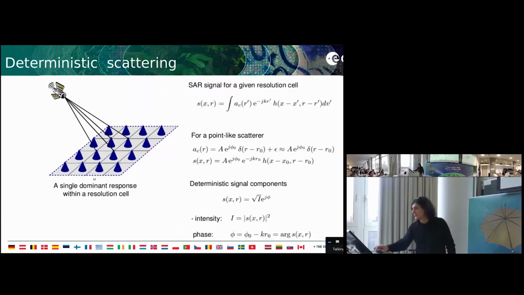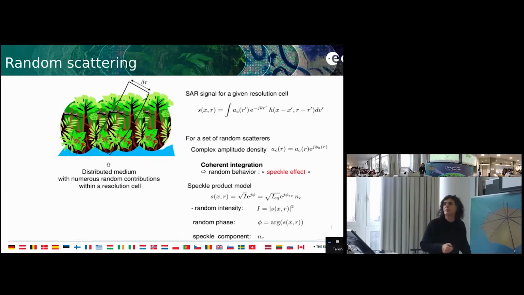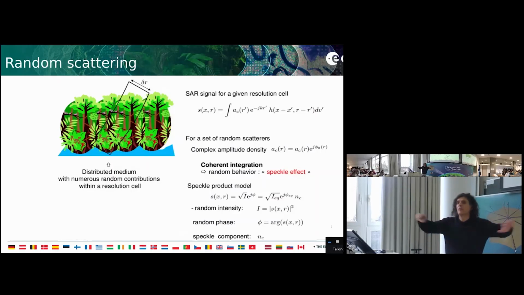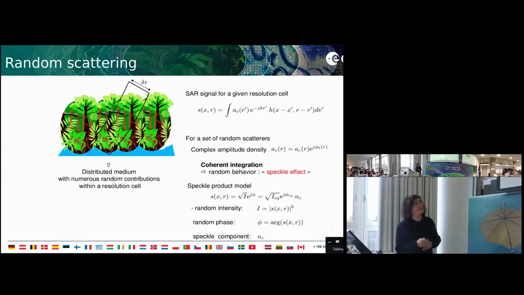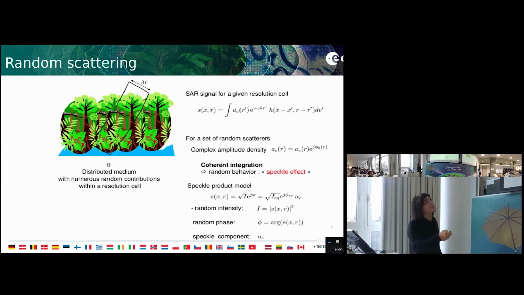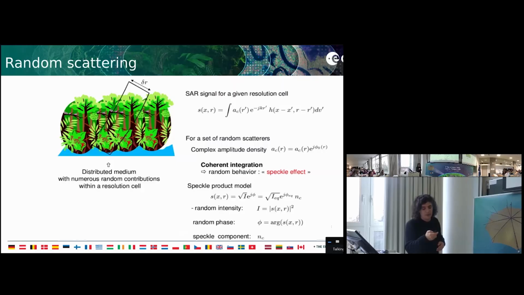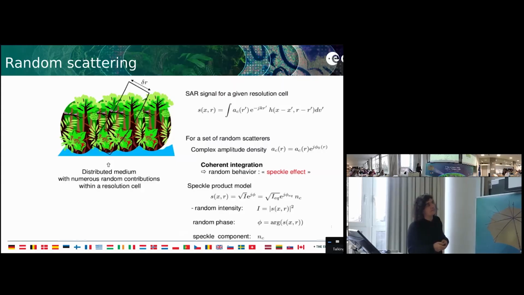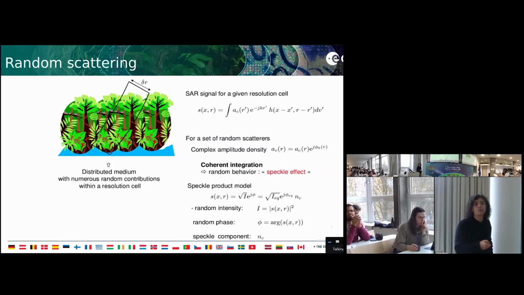On the opposite, if you are looking at distributed environments, distributed means made of a large number of contributions. In this case, you cannot simplify this expression. This reflection coefficient, in fact, is a density of reflectivity, which covers the whole resolution cell. When you sum all these contributions, you have the random walk I mentioned before in the complex plane, and you have speckle. The speckle effect, as we'll see on the next slide, is well represented by a Gaussian noise.